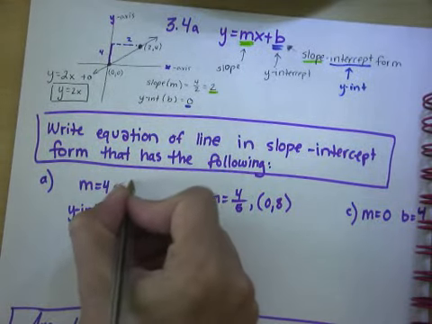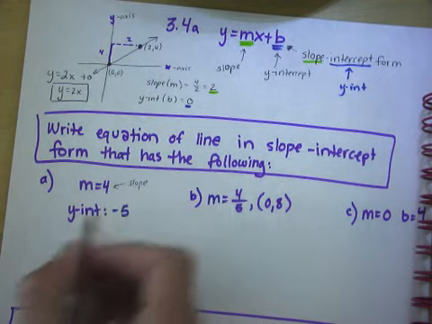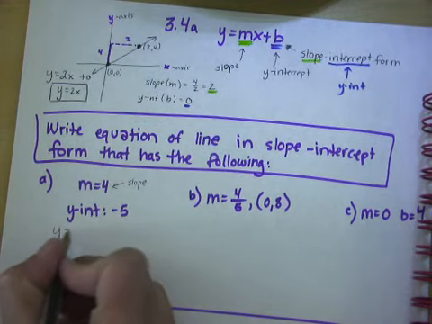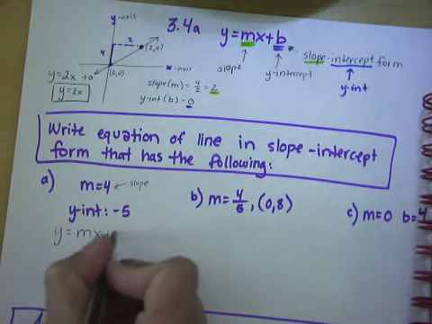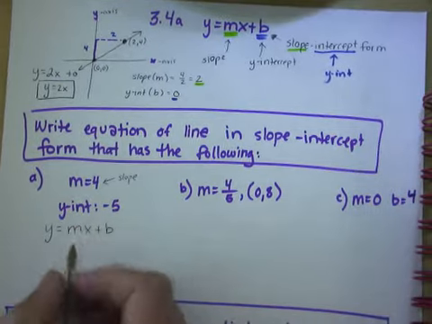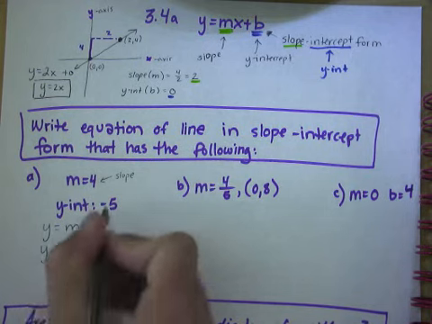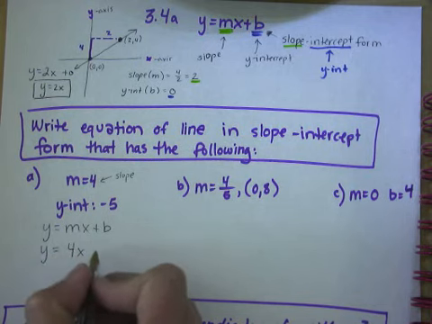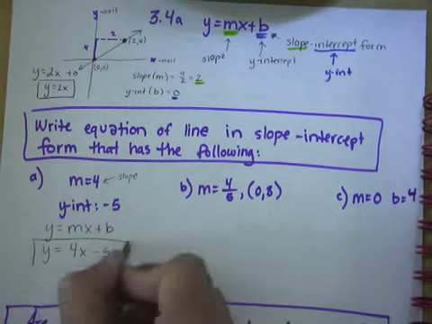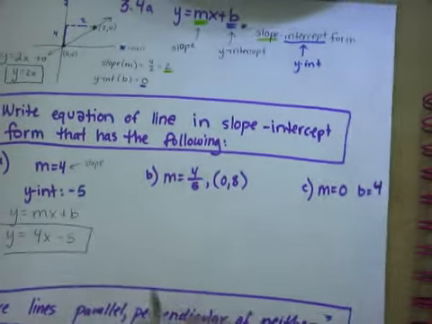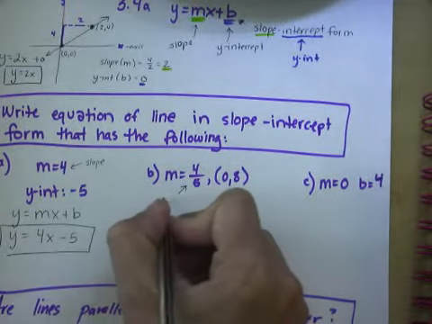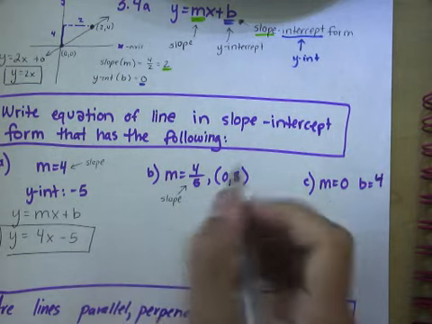So it says m is 4. Okay, so I know that m is my slope, and my y-intercept is -5. So I always like to start out with y equals mx plus b, and then I plug in my parts. So m is going to be replaced with 4, and b is going to be replaced with -5. We know that plus a -5 is the same thing as just putting -5.